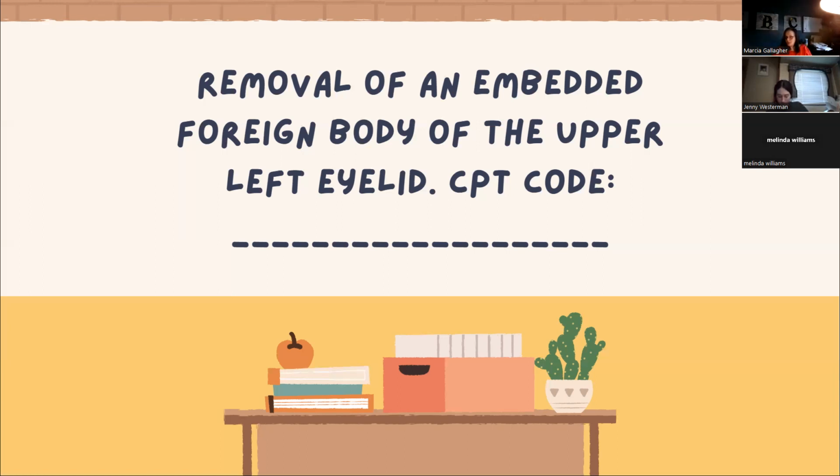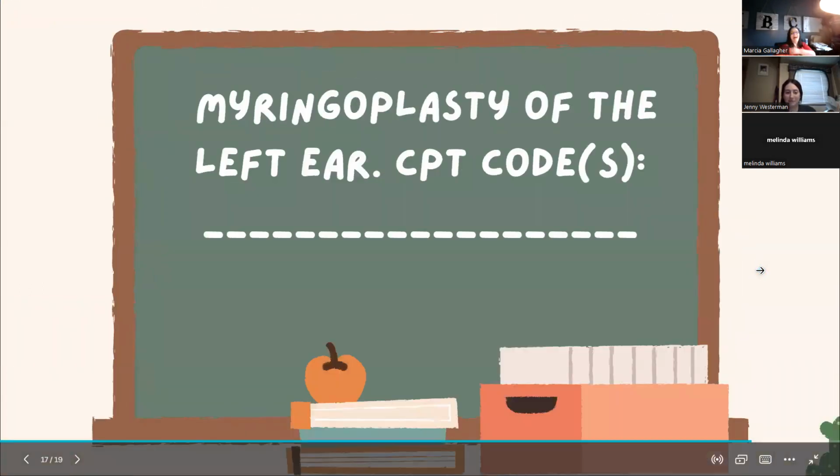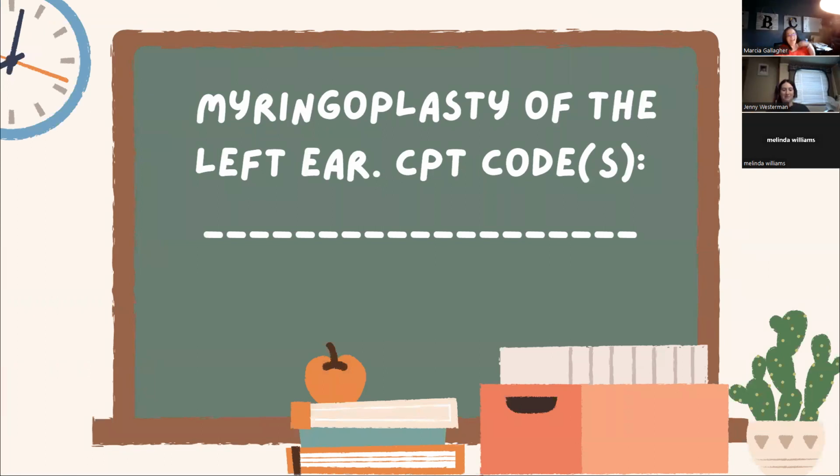Okay, and does that match up? Yeah, it says removal of embedded foreign body eyelid. 67938. That is correct. Jenny, listen, I started off fast and then now I've lost my steam, I guess. You're running rings around me. I love it. My myringoplasty of the left ear. So of course it's going to be my myringoplasty.